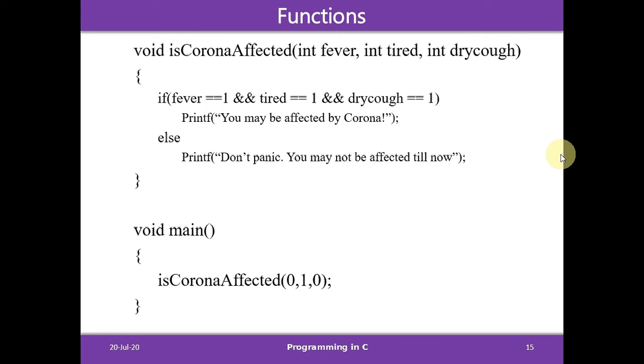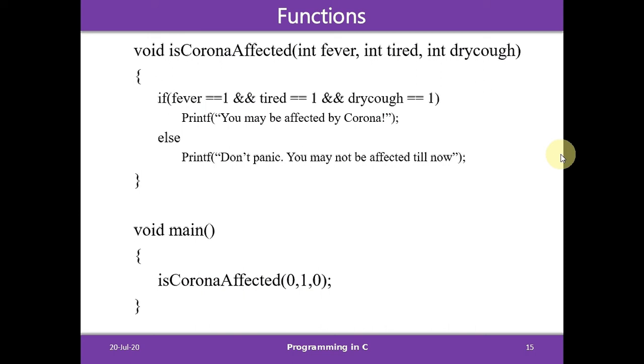So if fever equal to 1, for example, if a person is having fever, then the input will be 1. So if he is having fever, the first input will be 1, and if fever is 1, then int fever will hold the value 1, and then int tired, if he is tired. Some people may be working, so they may feel tired, but they may not have corona. So tired equal to 1.